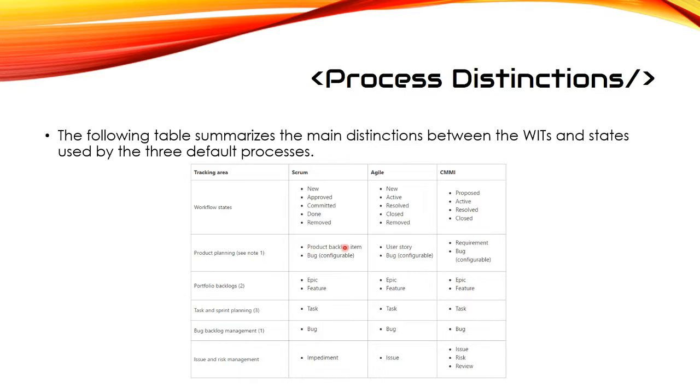This is what I was talking about earlier. So in Scrum, your product planning, this is called a product backlog item. In Agile, it's called a user story. And CMMI is called a requirement. You still have bugs in here.